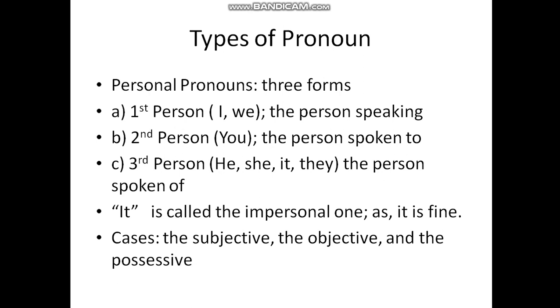It must be kept in mind that the personal pronoun it is called the impersonal pronoun. It is normally used with things and activities, or in some cases with animals and babies. In a general sense, normally we say it is pleasant today, or it is fine. Then the personal pronouns have basically three cases: the subjective case, the objective case, and the possessive case.